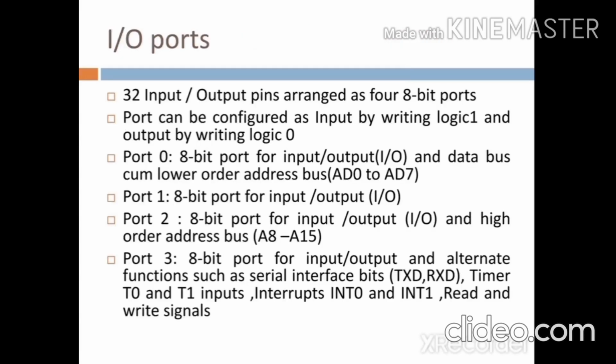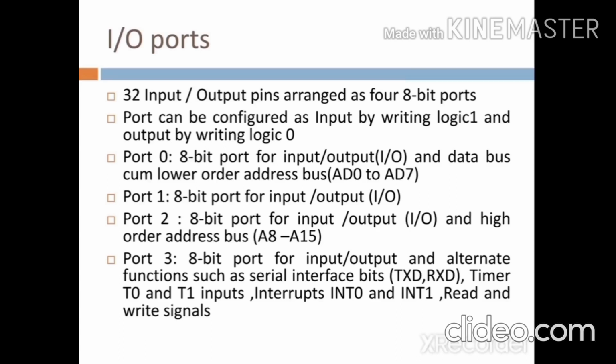Then next is IO ports, that means input output ports. The 32 input output pins are arranged as four 8-bit ports. Ports can be configured as input by writing logic 1 and output by writing logic 0. Port 0 is an 8-bit port for input output purposes, and it is also used as the lower order address bus and data bus, that means AD0 to AD7.